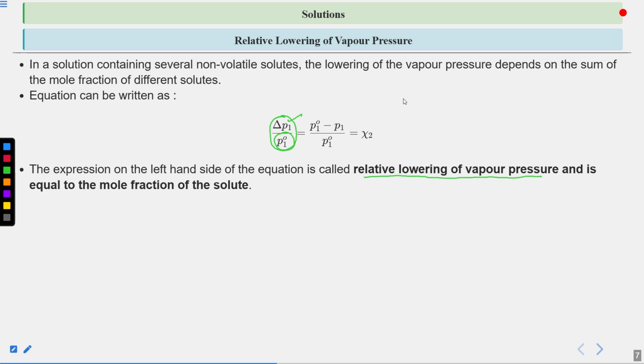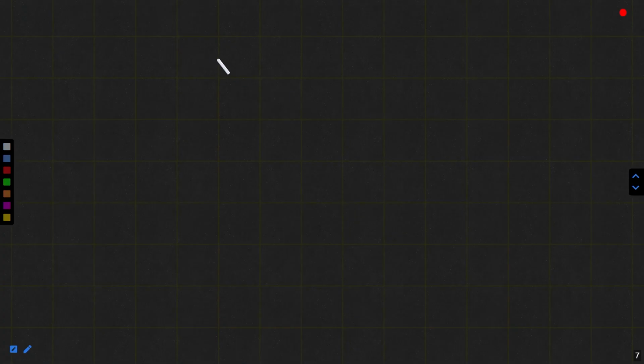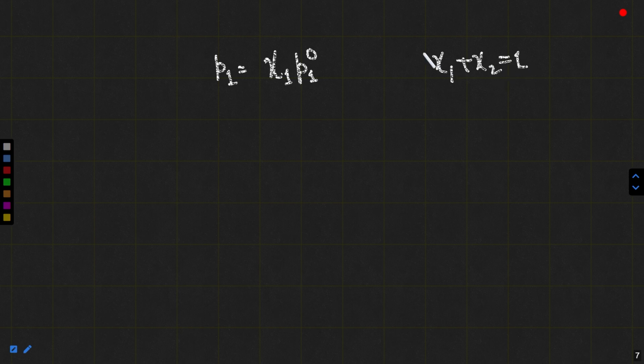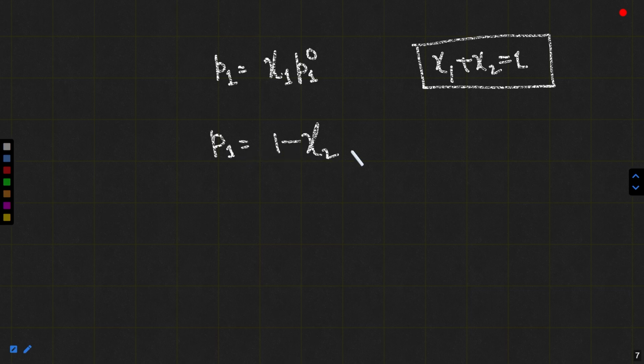So again, I am repeating this thing. We have started with P1 equals chi 1 P1 naught. So for any volatile solvent, we can say it. Let me do it for you here. P1 equals chi 1, where chi is the mole fraction, times P1 naught. Now we know that chi 1 plus chi 2 equals 1. This is for a binary solution. If you put the value from here, you will get 1 minus chi 2 times P1 naught.